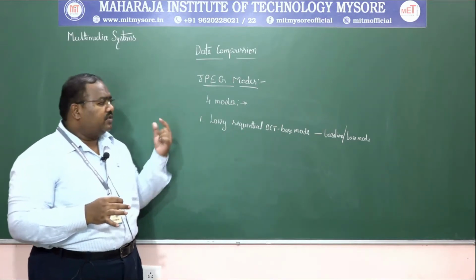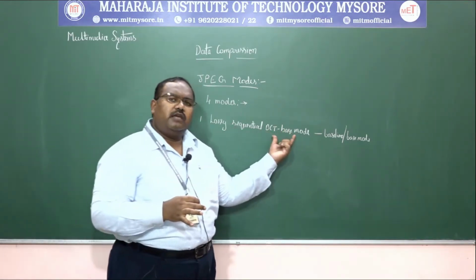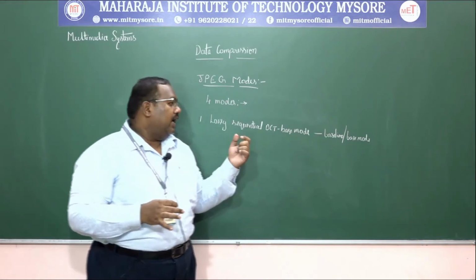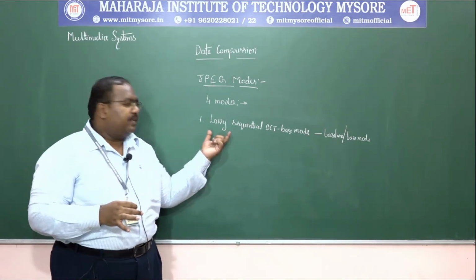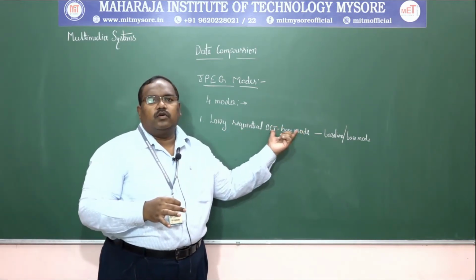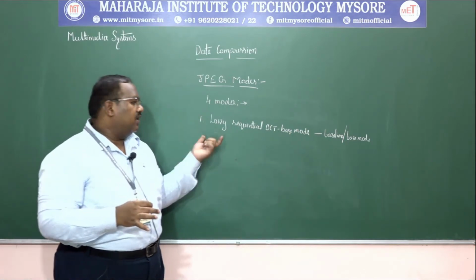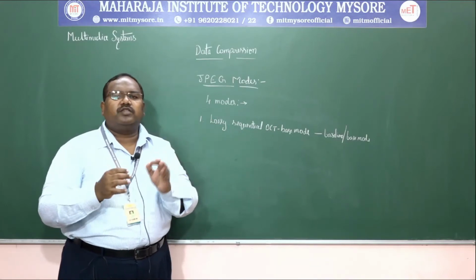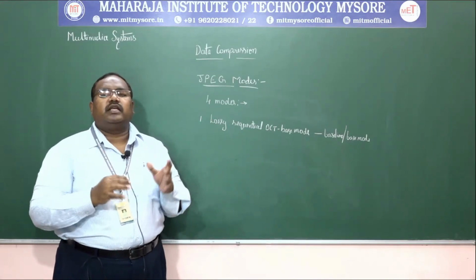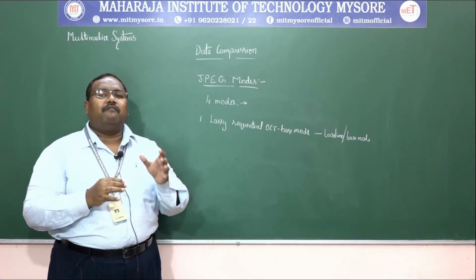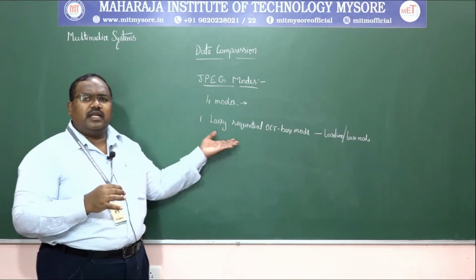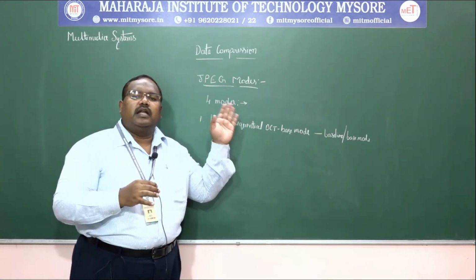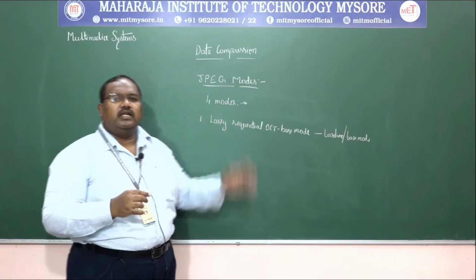In the lossy sequential DCT mode, JPEG uses DCT, the discrete cosine transformation, for compression, and the basic operation is done sequentially. When you do sequential compression with loss, a small amount of information is lost. It is supported by every JPEG decoder. This technique is always the default with respect to compression and the decoder of the JPEG standard.